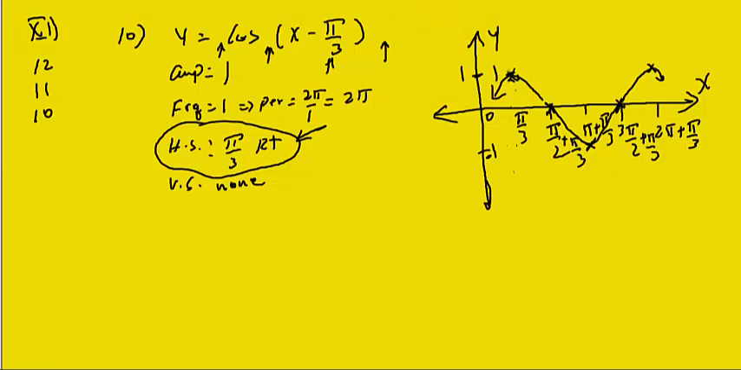Okay, alright, so that's 10. Let's go to 11. So number 11, you have y is equal to 1 plus cosine of x minus pi over 2.